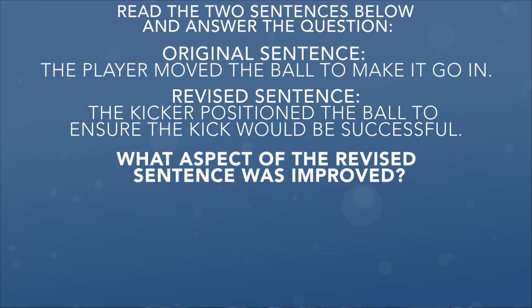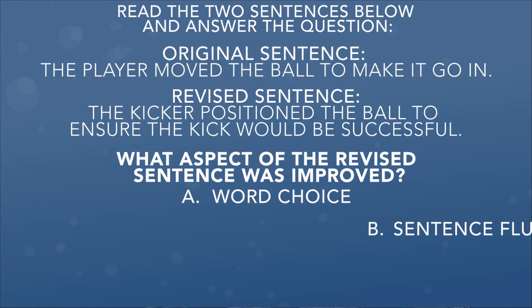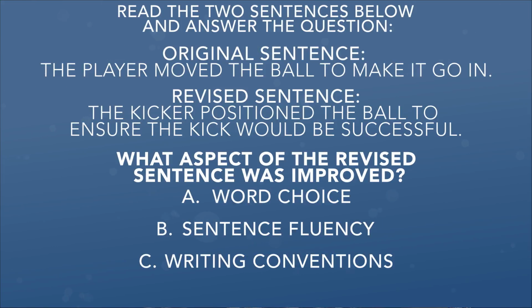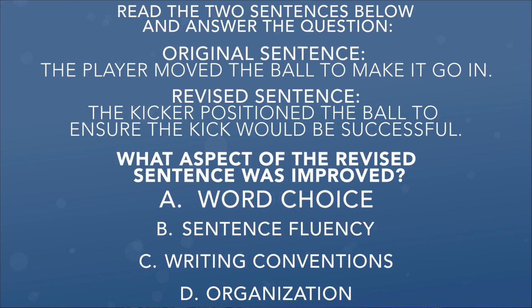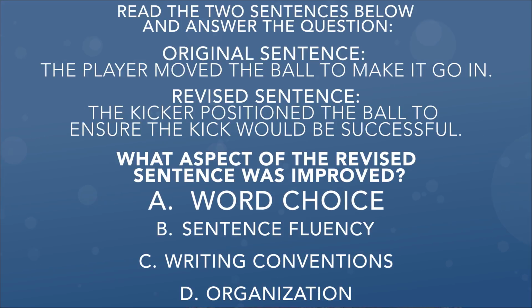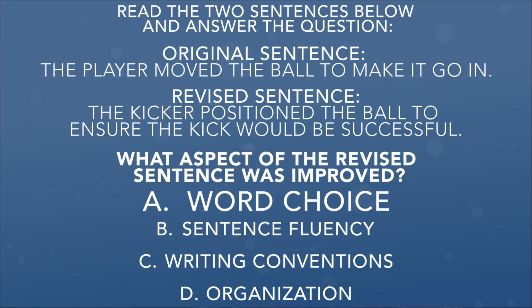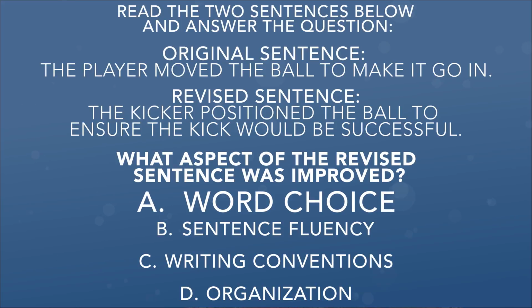Which aspect of the revised sentence was improved? A, word choice. B, sentence fluency. C, writing conventions. D, organization. Correct answer is A. Sentence fluency is the rhythm and flow of a sentence. The fluency of the sentence was not changed or revised. Writing conventions are the tools and mechanics that structure a written language. Examples of writing conventions are spelling, punctuation, capitalization, and grammar. There are no writing convention changes from the original sentence to the revised sentence.